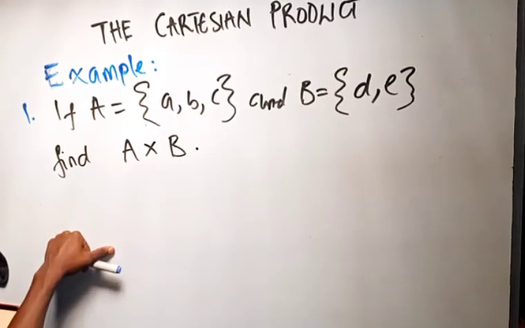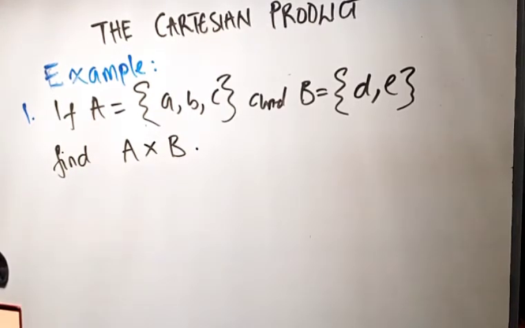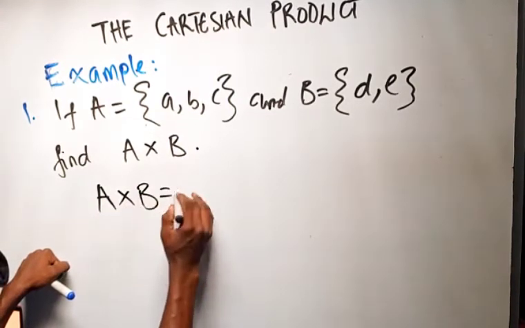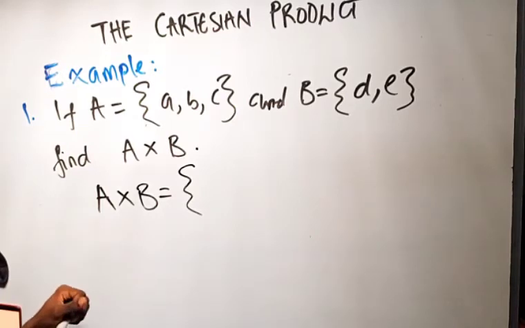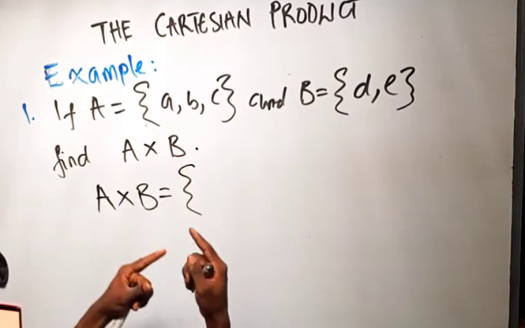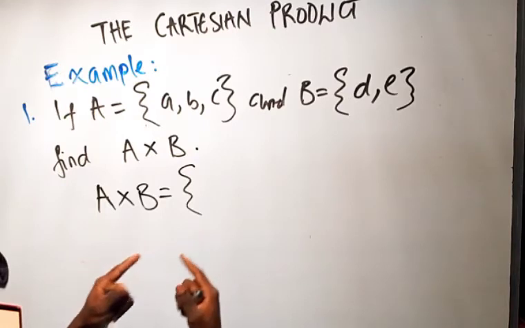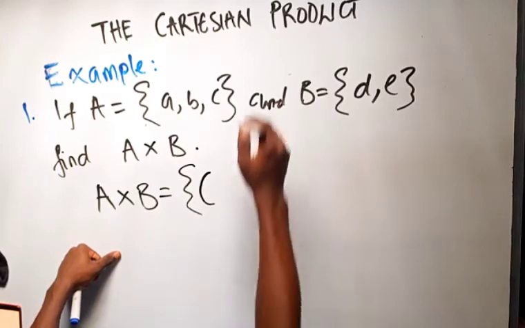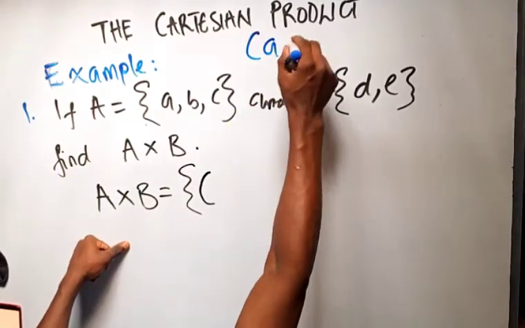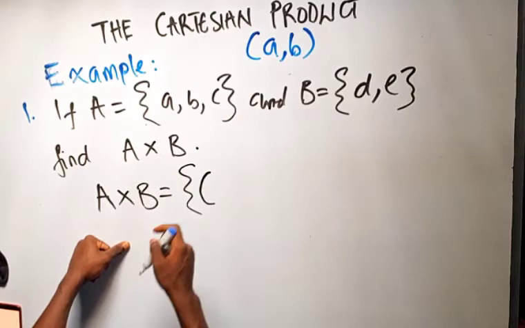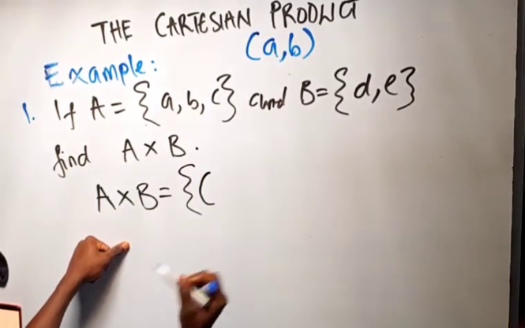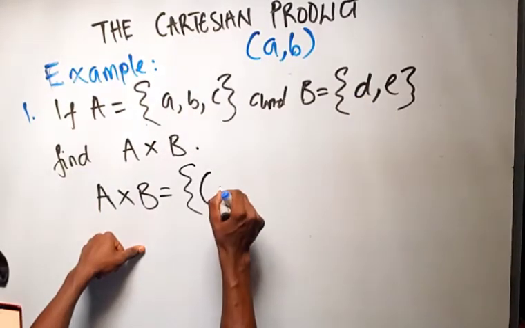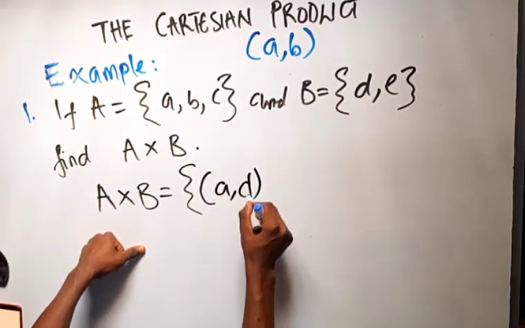So here we have to find A cross B. From the definition we just had, A cross B is equal to, from the statement, we take the first element from the set A and the second element from the set B in the set of ordered pairs. If you recall, in the definition we had something like a bracket a, b, and a statement before that was a set of ordered pairs like this. So this is how we are going to put it. Take the first element from A, take the second element from the set B, that will be a comma d. That is the first ordered pair.